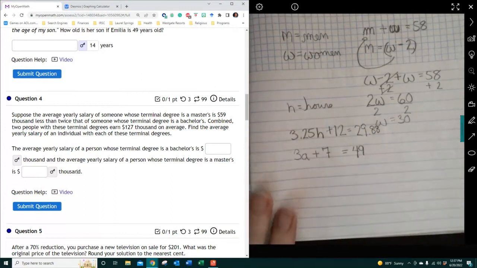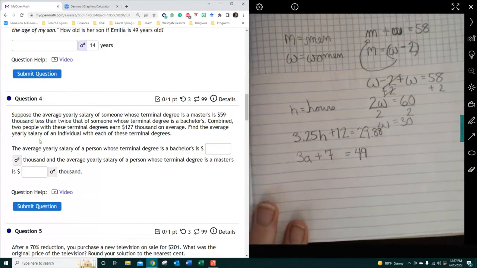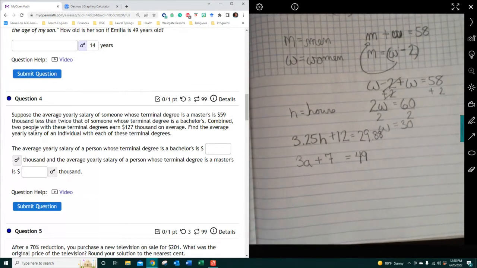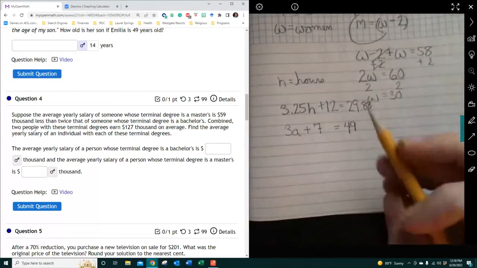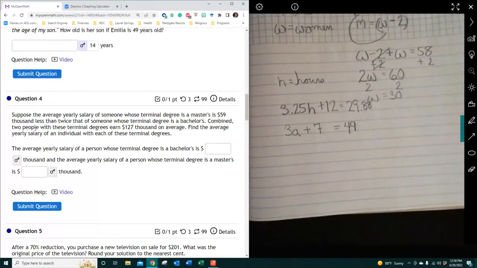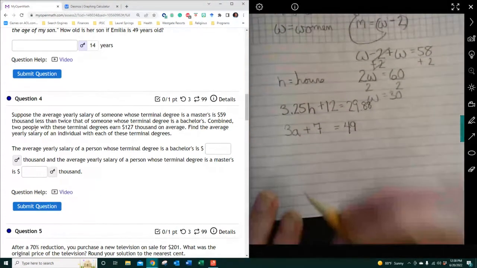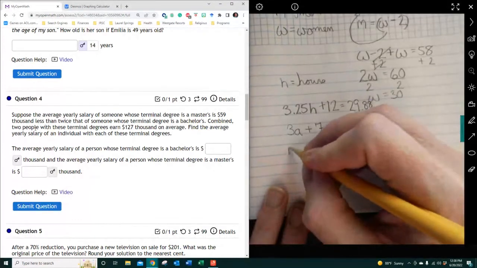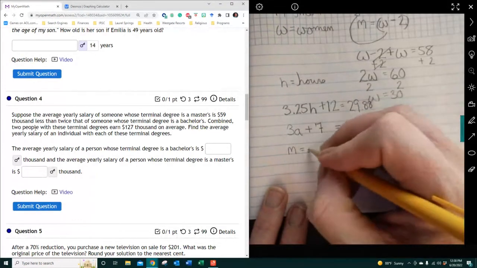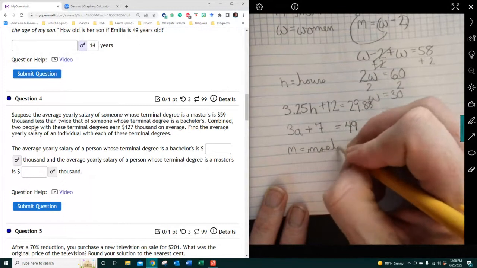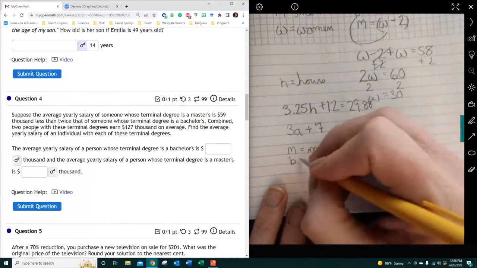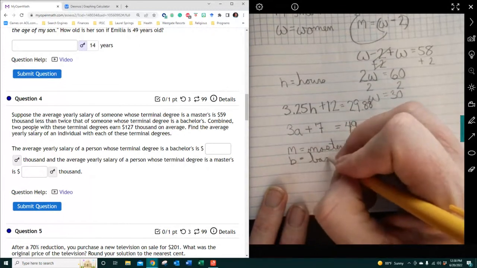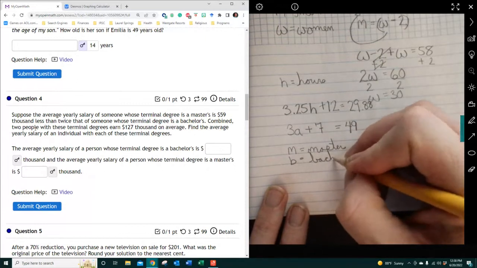So now, these are already written as far as numbers are concerned within thousands. So we do not need to go ahead and put 1,000. But we need to go ahead and say, okay, well, let's figure this out. Suppose that the average yearly salary of someone whose terminal degree is a master's is $59,000 less than. Okay, so we want to say that M is for the masters. All right. M is the masters. And B is for a bachelor's. All right.